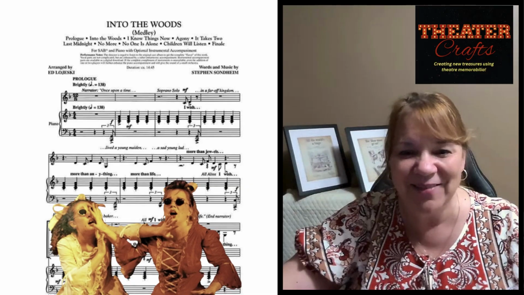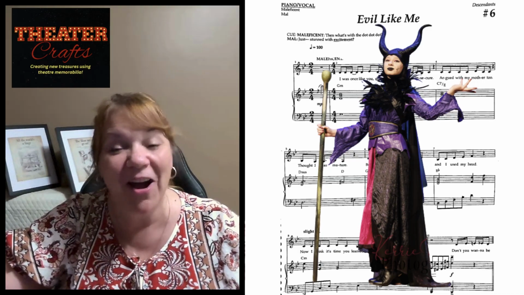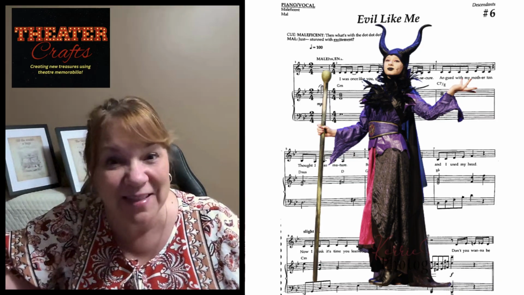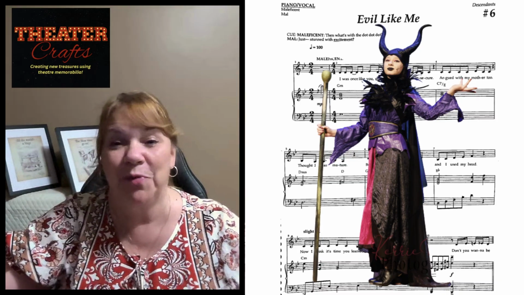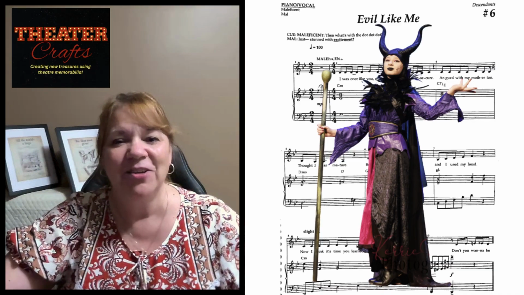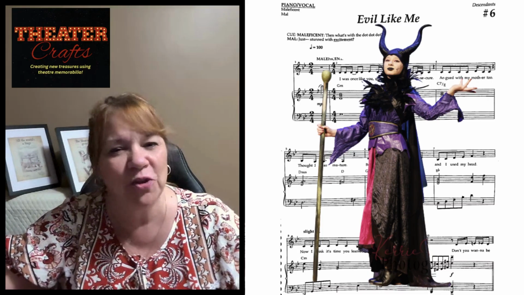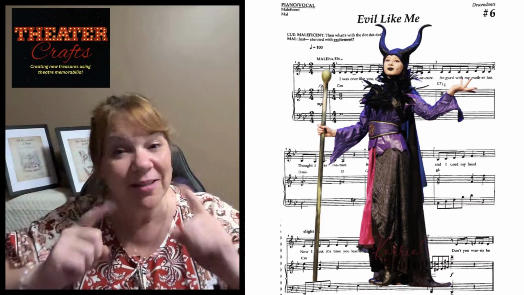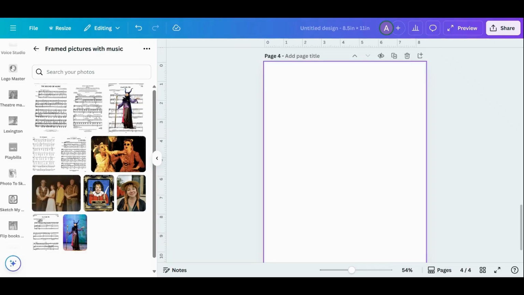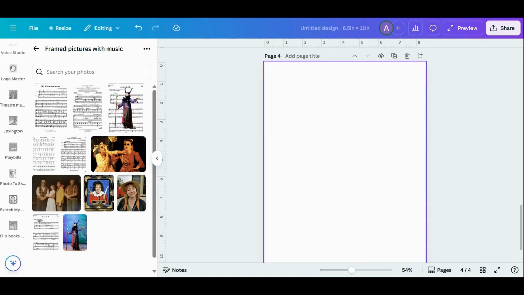And then looking at this one, this is the one we're going to do today. We've got a picture here of Maleficent. And Evil Like Me is the song that Maleficent sings in the production of Descendants. So I just think this is such a cool way of showing an image of you in the show along with the music. So let's talk about how we're going to do that. Okay, so I have here a blank document in Canva.